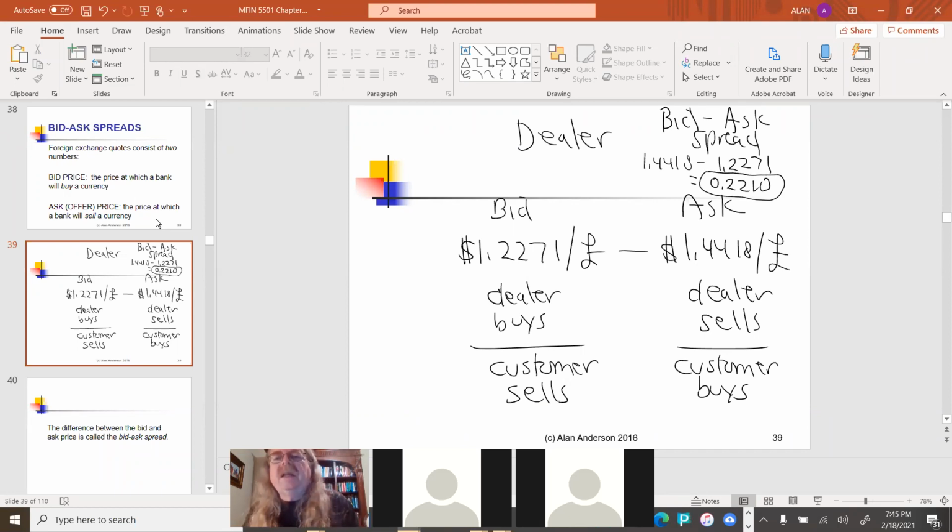That's what we mean by the bid-ask spread. Now, if you were buying larger amounts, this is like a tourist who's buying 100 pounds. If you are, let's say, a large company and you do a lot of business overseas, let's say you're General Motors and you need to quickly buy 100 million pounds, when you do this as General Motors, you're going to get a tiny bid-ask spread.